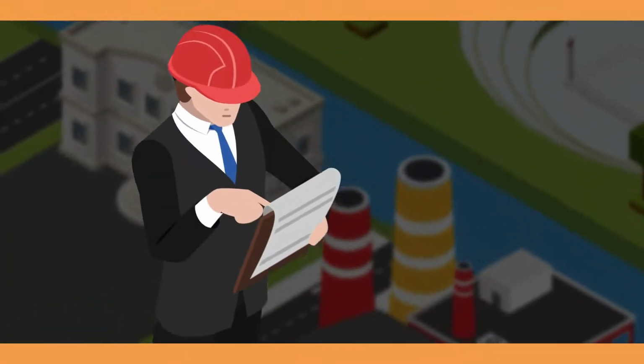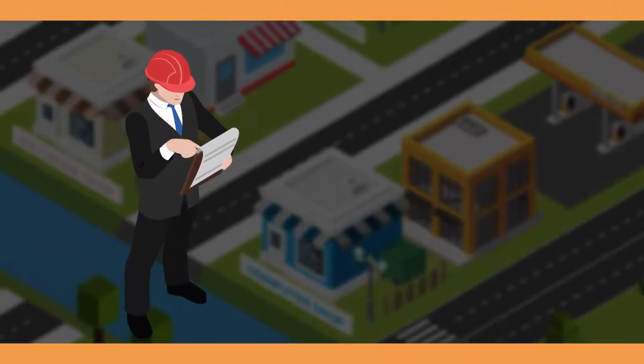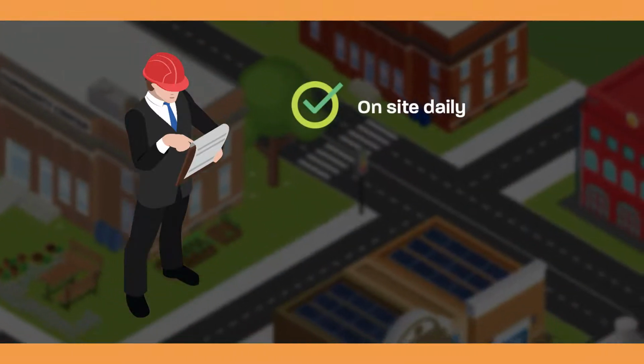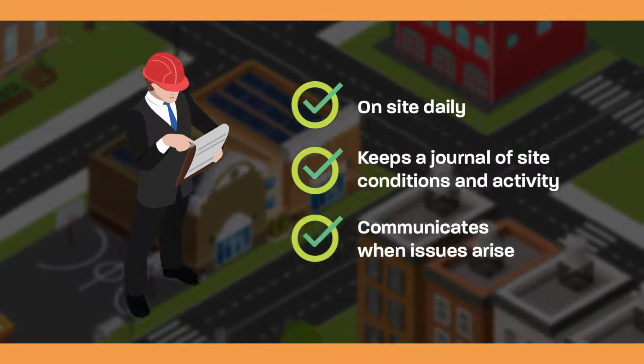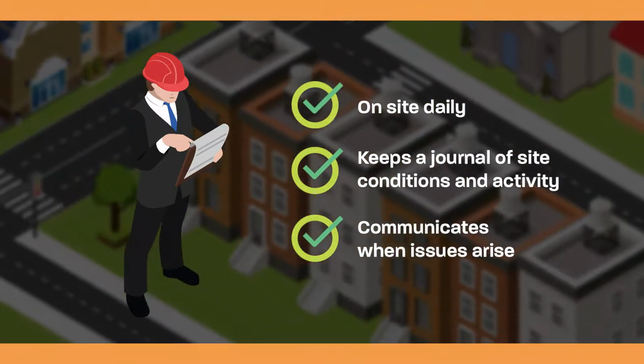Sometimes, grantees can hire a separate inspector or clerk of the works to oversee day-to-day construction. This inspector is responsible for being on site daily, keeping a journal of site conditions and activities, and communicating with the grantee and project architect or engineer when issues arise.